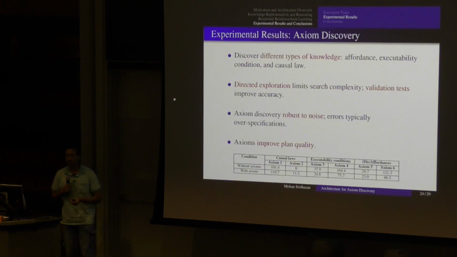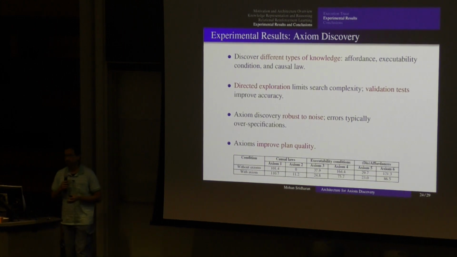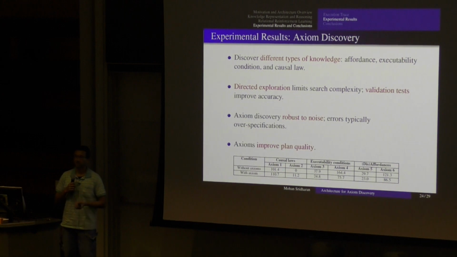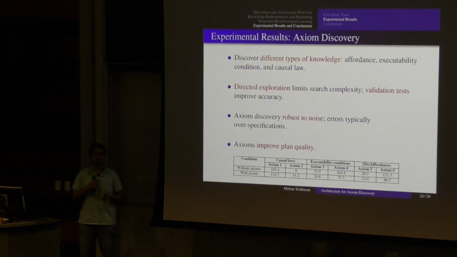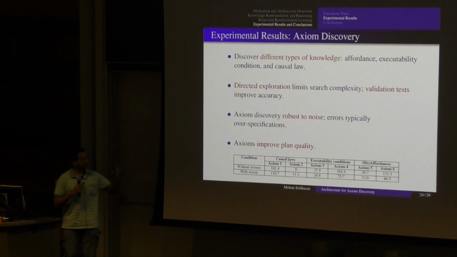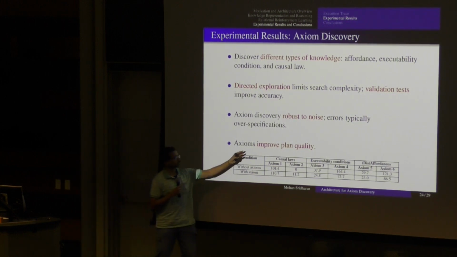Okay, I'm not going to go over this, it's there in the paper, that we are able to show that we are able to discover different types of knowledge, that we are able to use the directed exploration to make it much more efficient and also automated, and at the same time reliably accurate as you get more and more experience. It has some robustness to noise, and any errors are primarily that you get the specific version instead of the more generic version of the axiom. And the key thing for learning and planning put together is that it does improve plan quality.